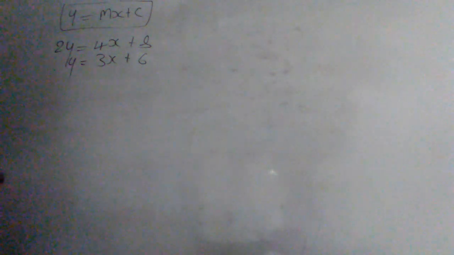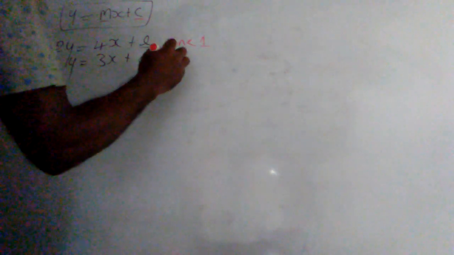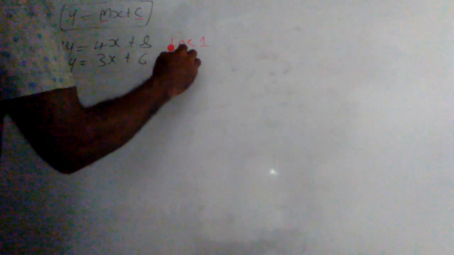As we know, the equation of a straight line is y equal mx plus c, where m represents the gradient and c represents the y-intercept. So here we are given the equation of two straight lines, and we should find the intersection for the two lines. I'll call this one line 1, and I'll call this one line 2.